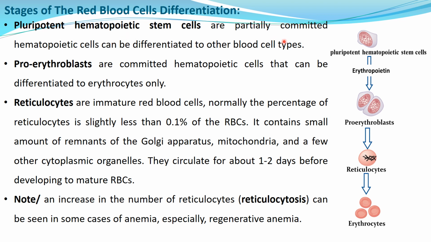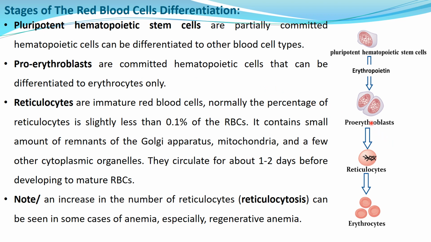Why partially committed? So they can only form the blood cells, including the white blood cell, platelet, and red blood cells. But they cannot produce other types of the body tissues. While the pro-erythroblasts are committed hematopoietic cells, meaning they can only differentiate into what? Into erythrocytes or the red blood cells.